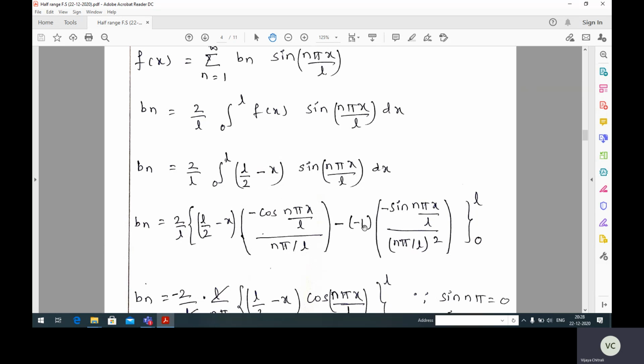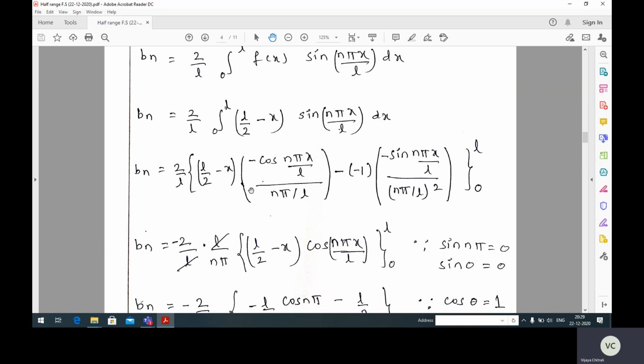0 minus 1 is minus 1, and the integration of minus cos n pi x divided by L will be minus sine n pi x divided by L, divided by n pi by L, and we already have one n pi by L, so you'll get this as a square. And the derivative of this minus 1 is 0. 0 into something is 0. So the next terms you will get as 0. Limits vary from 0 to L.